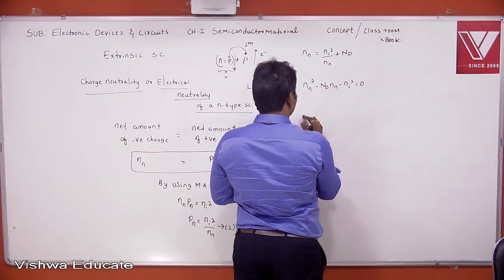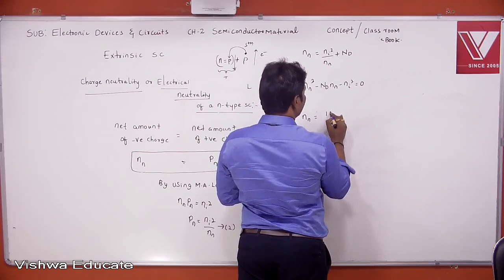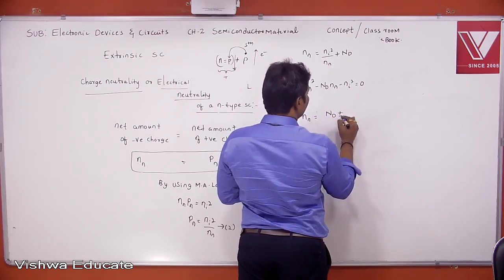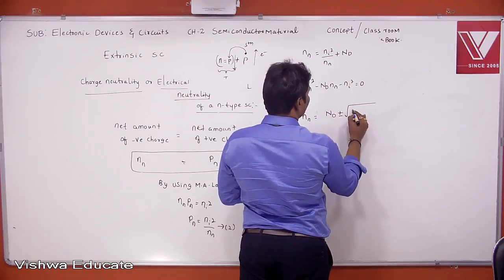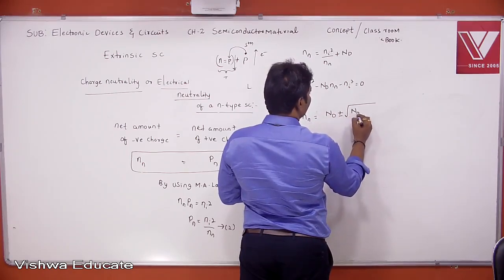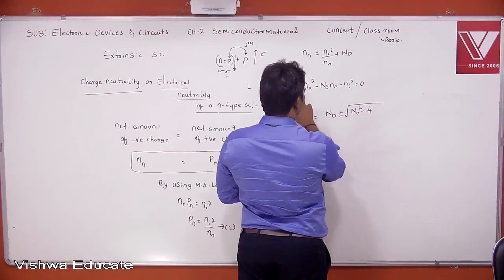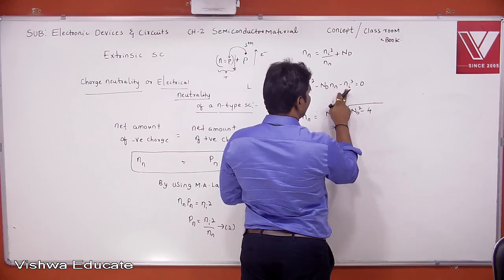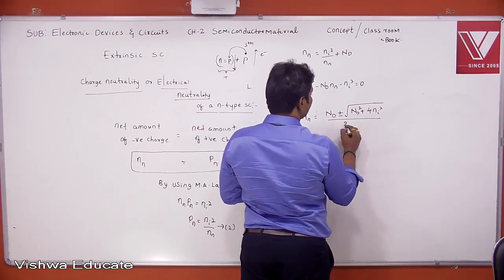So what is the Nn value here? Nn equal to minus b, which is Nd, plus or minus under root b square. b square is Nd square, minus 4ac, where a is 1 and c is minus Ni square. This becomes plus 4 Ni square, all divided by 2a.